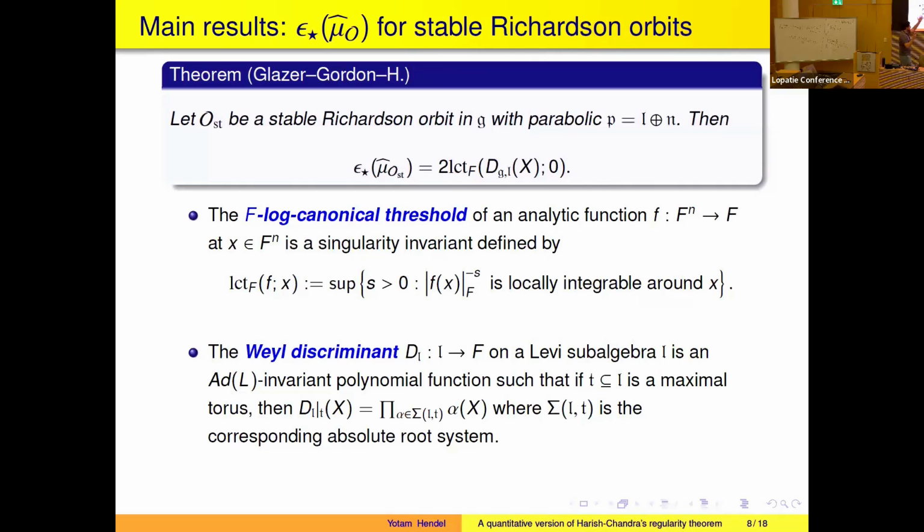So there is a function called the Weyl discriminant, and when you restrict it to the torus, it is just given by multiplication of these roots. In a very simple example, if you think about GLN, then you get a Vandermonde determinant. Now, just as a very simple example, I can take L to be GL2 plus GL2 sitting inside GL4.